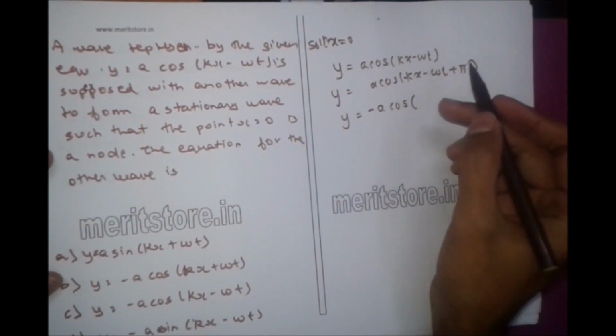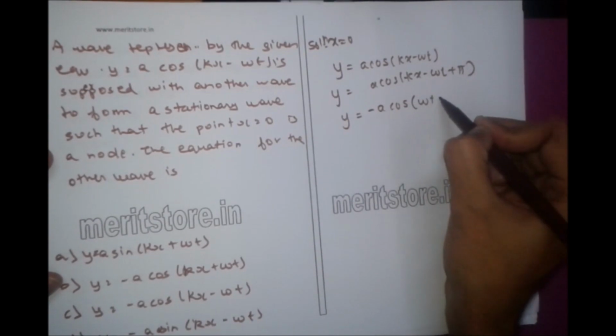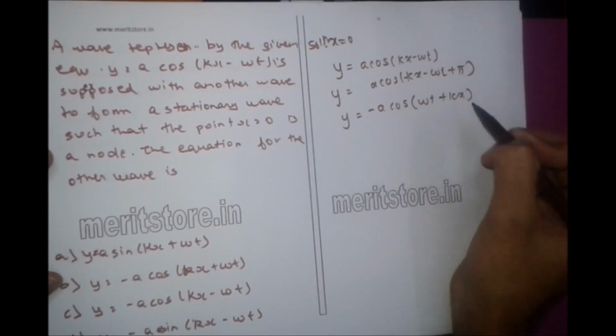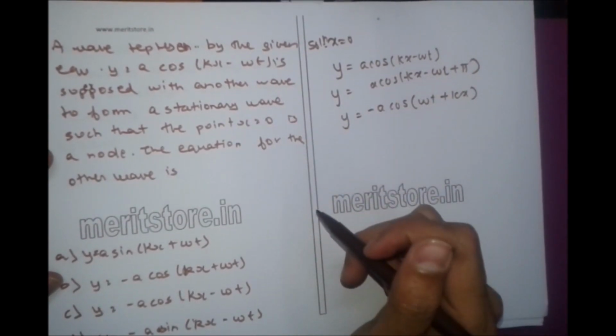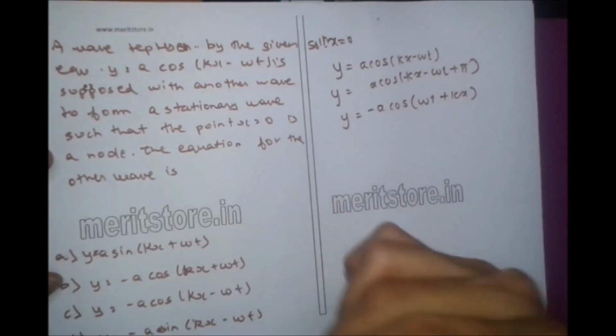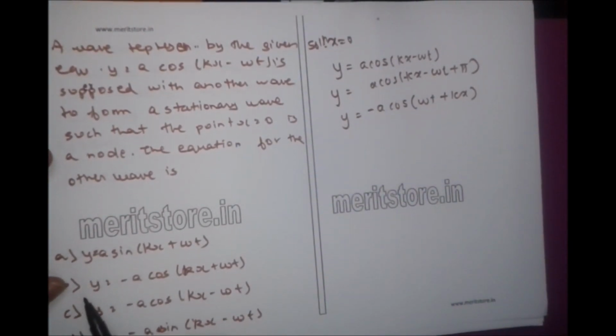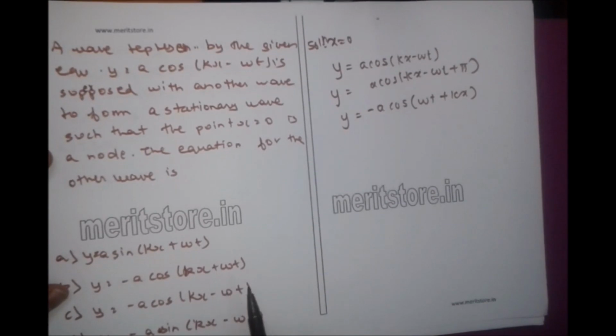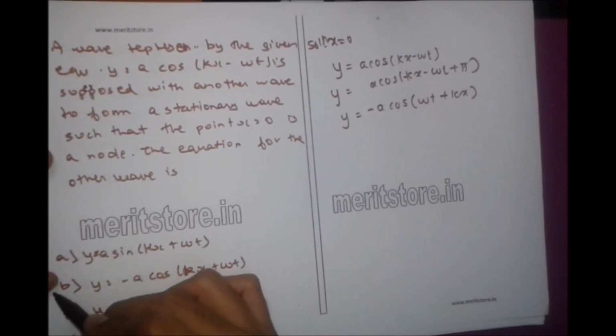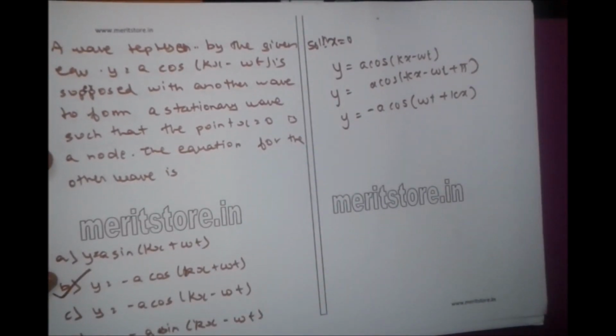The equation will be with −kx, so ωt plus kx, minus a cos(ωt + kx). So that is the equation for the other wave which is coming. So y equals −a cos(kx + ωt). So option B is the correct option for the other wave.